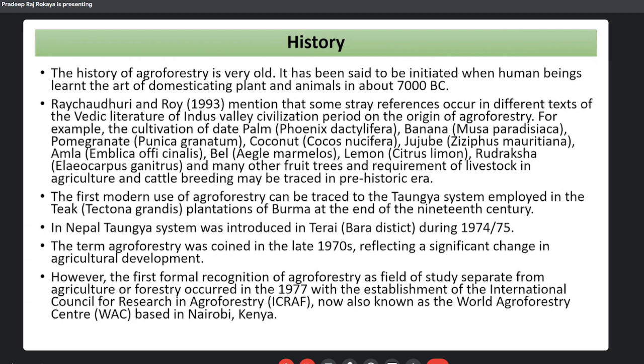So Rega et al. 1993 mentioned that some stray references occur in different texts of the Vedic literature of the Indus Valley civilization on the origin of agroforestry. For example, the cultivation of the date palm, banana, pomegranate, coconut, jujube, amla, bael, lemon, and so many other fruit crops and fruit trees, and the requirement of trees for livestock in agriculture and cattle breeding may be traced to the prehistoric era.